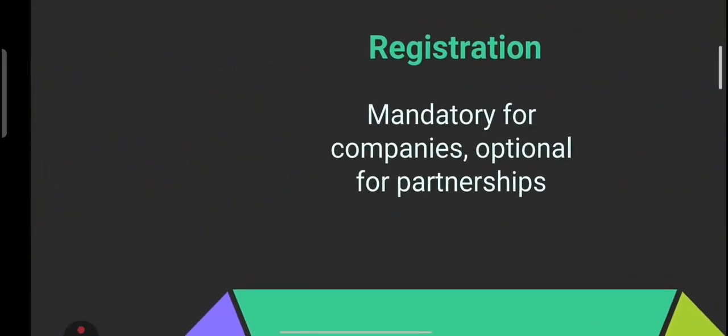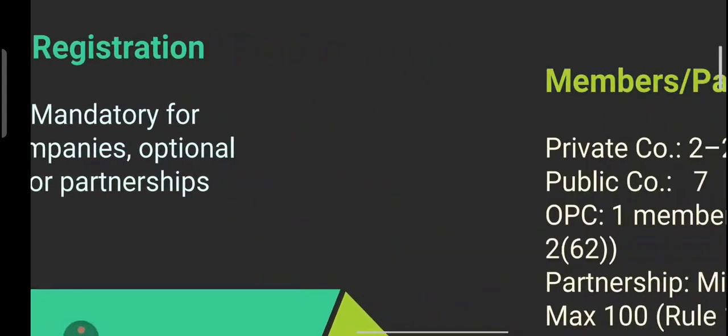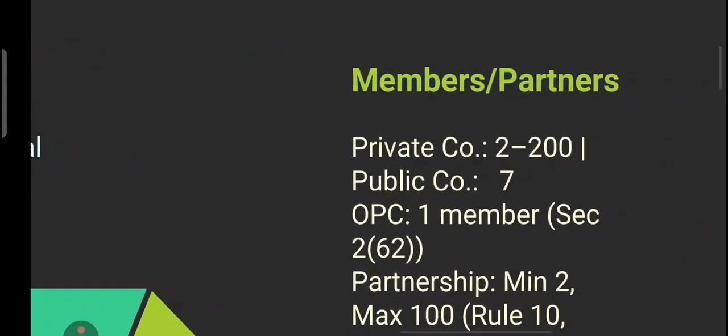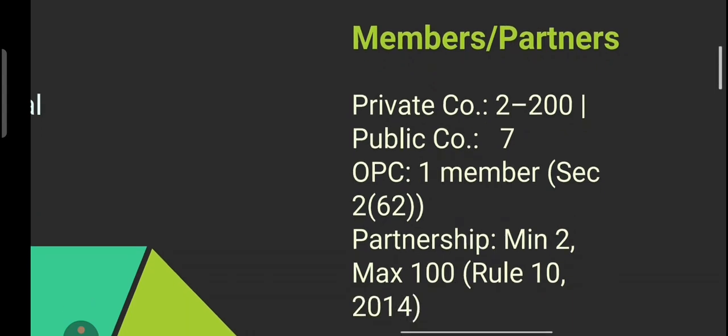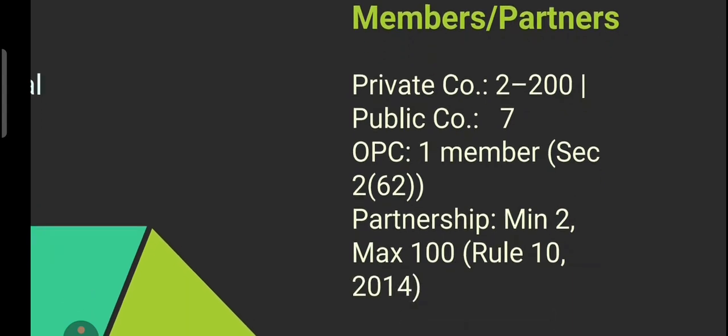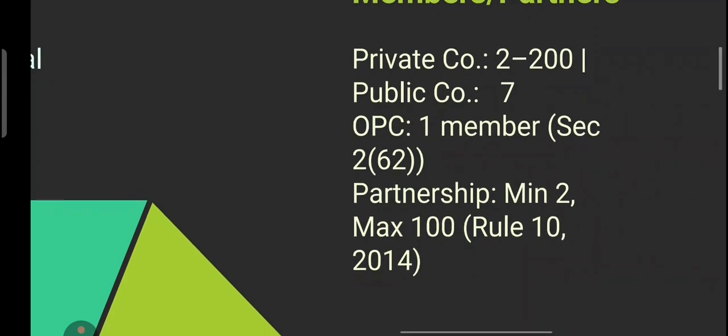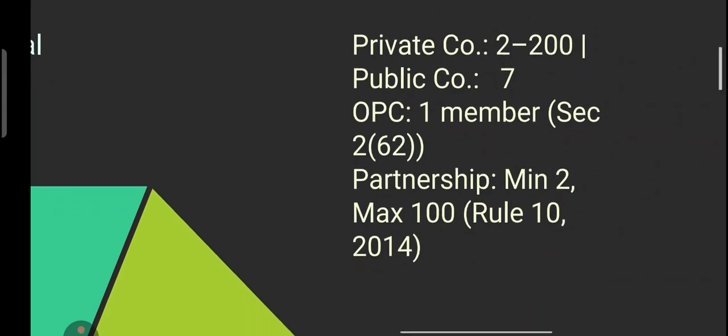Second point is registration. A company must be registered under the Companies Act, but a partnership doesn't always need registration, but it is recommended. Then we have the members and partners. A public company needs 7 members to unlimited members. A private company needs a minimum of 2 members and a maximum of 200 members. A partnership must have a minimum of 2 with a maximum of 50 partners. I think 100 partners is given, right?